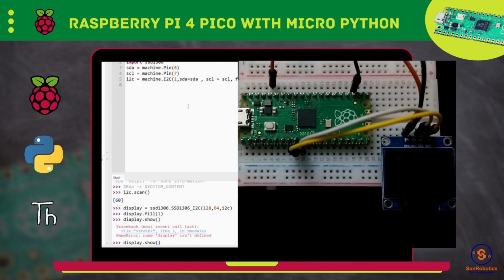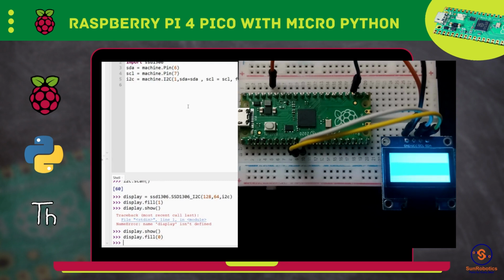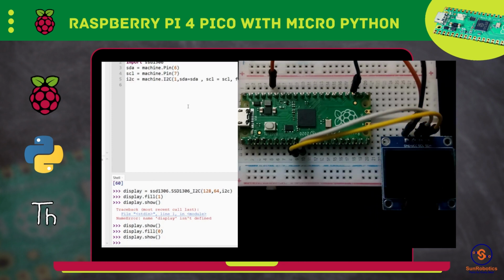Let's see then what will happen in the display. Now you see the display is completely filled with ones. That means all the small LEDs on the display are in the on condition. I can make that 0. Nothing has happened, because we haven't called the display.show option. Let me run this. Now everything becomes dark. So display.show is very important, and display.fill(0) is also very important once you want to refresh your display.